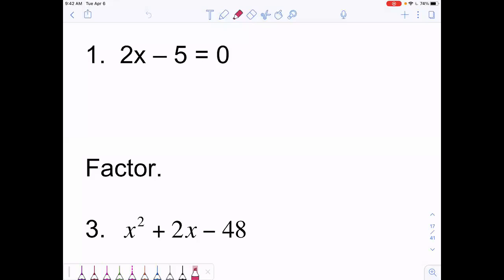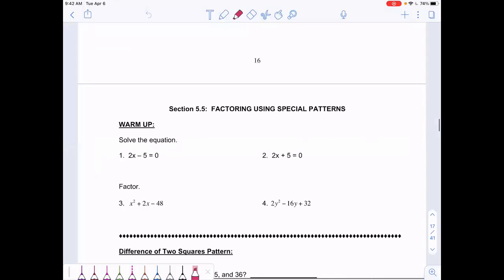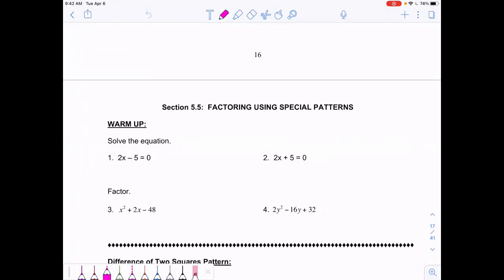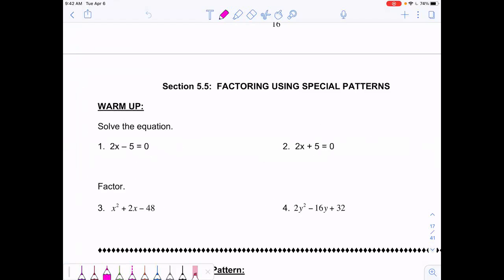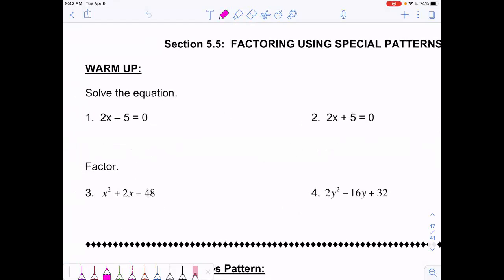In your physical packet, we're looking at section 5.5, which might be page 30. Yeah, page 33. If you're at home, Mr. King, let's see, is it page 21? 16, 17, page 17. So in the physical packet, page 33 is what we're looking at, with pages 33 and 34 today.